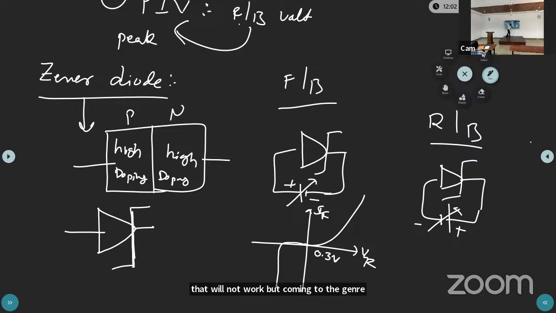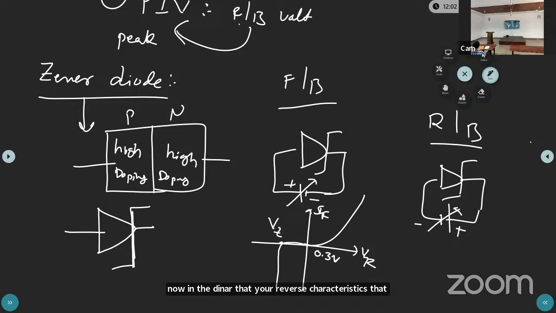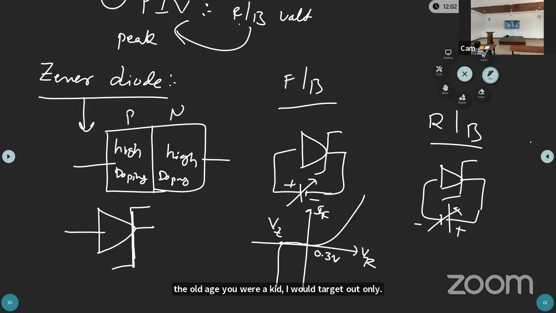So in the PN junction diode, that point is called the breakdown voltage. In the GNR diode reverse characteristics, that voltage is called the GNR voltage. What is the breakdown voltage? Up to a certain reverse voltage, the PN junction diode under reverse bias will tolerate. That means up to some voltage the diode tolerates and controls the flow of electrons. But beyond that point, what will happen? The diode will be damaged. That voltage is called the breakdown voltage of the PN junction diode.